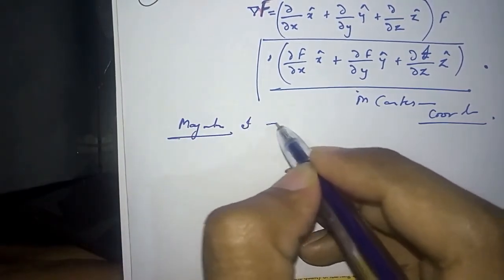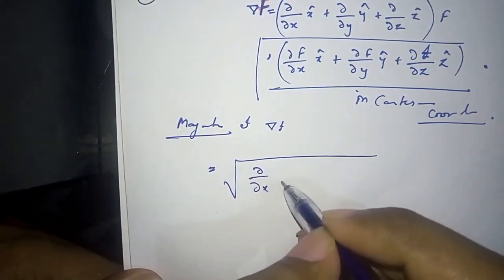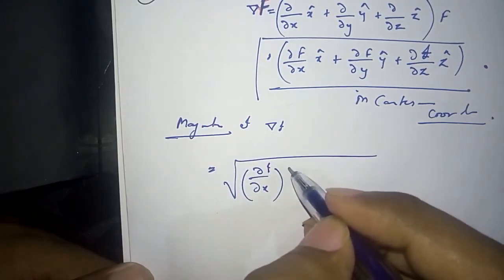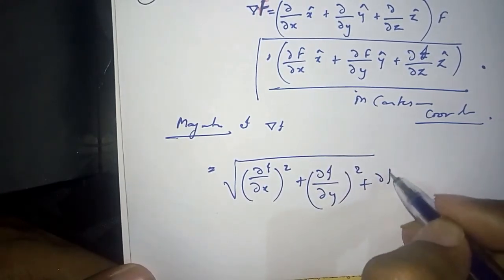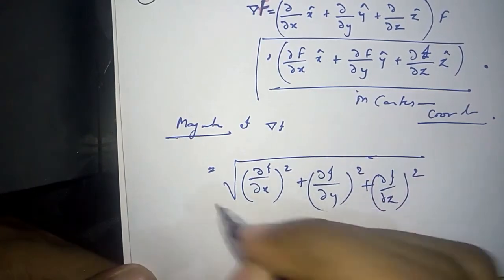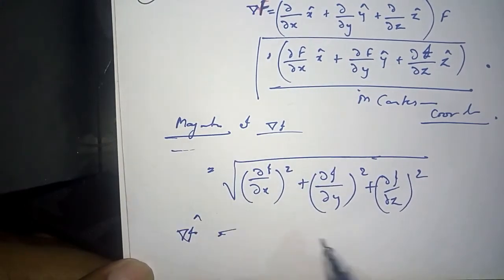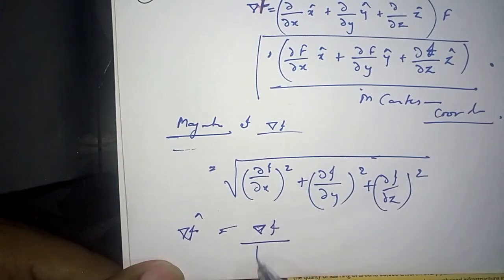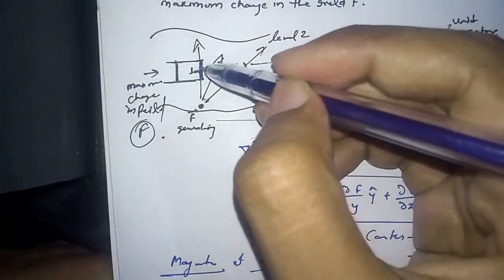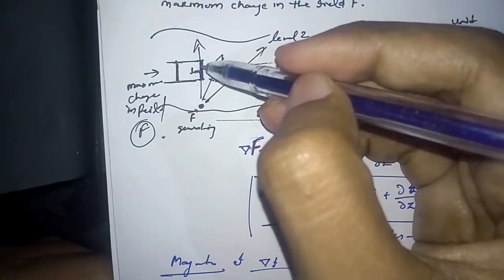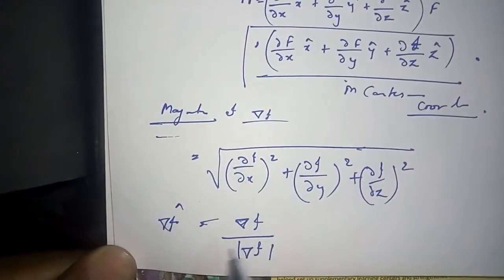The magnitude of the gradient of F is the square root of del f by del x squared plus del f by del y squared plus del f by del z squared, power half. So this is the magnitude of del f, and del f's direction is del f by magnitude of del f, which we have discussed above. So magnitude tells us how much maximum change we are getting in the direction, and this direction is given by this thing.